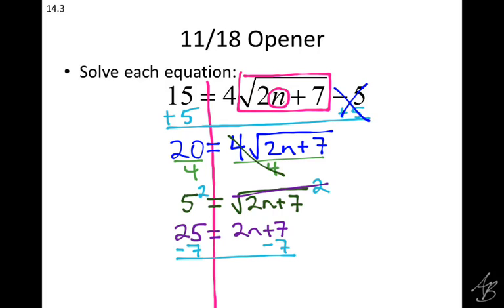And when those 7's cancel on the right, we get 2n. And on the left side, 25 minus 7 is 18. Okay, one more thing. Divided by 2. Get rid of that 2 by dividing. So we divide by 2 on both sides, and we end up with n on the right side and 9 on the left side.